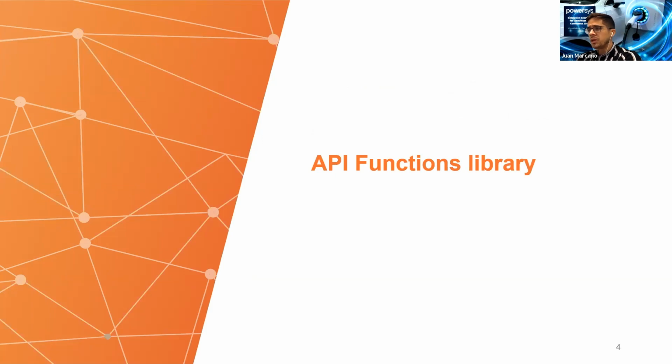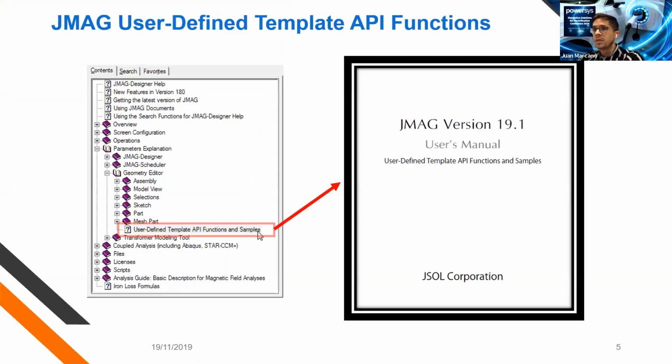So one of the important points to notice here is that to be able to create the geometries that we want to work with using JMAG and Python scripting, we are required to use the API functions that are especially designed for the JMAG geometry editor. These API functions are easily accessible using the JMAG help desk. When we go to contents under parameter explanation, we go into the geometry editor, and into the mesh part we find user-defined template API functions and samples.